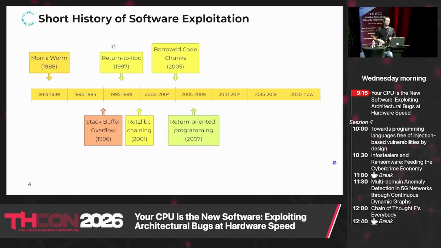And then essentially in 2007, depending on whom you ask, academic community or hacker community, but roughly around that year, we have seen return-oriented programming, which is still a widespread exploitation technique.